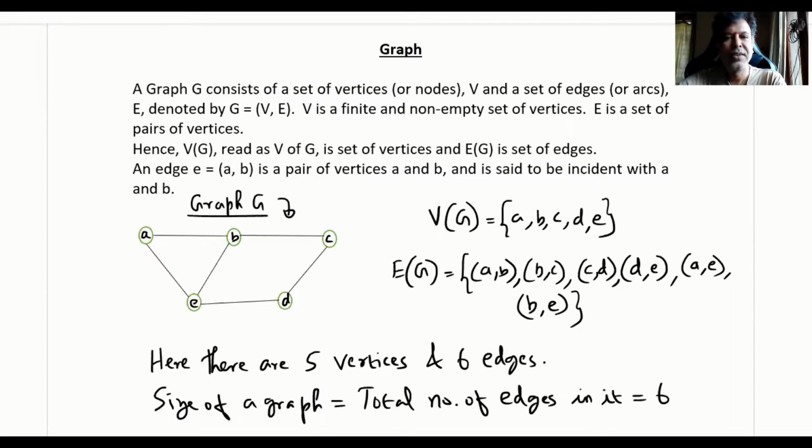First of all, what is a graph? A graph, capital G, consists of a set of vertices, also called nodes, denoted by capital V, and a set of edges, also called arcs, denoted by capital E. So the graph is denoted by G equal to within brackets V comma E, where V is a finite and non-empty set of vertices. Capital E is a set of pairs of vertices.